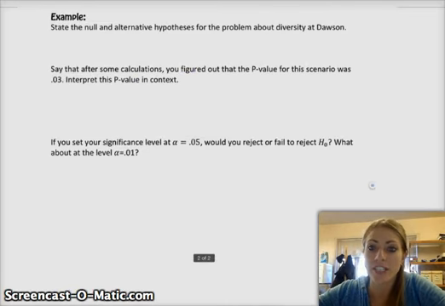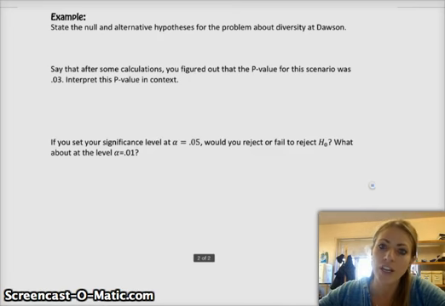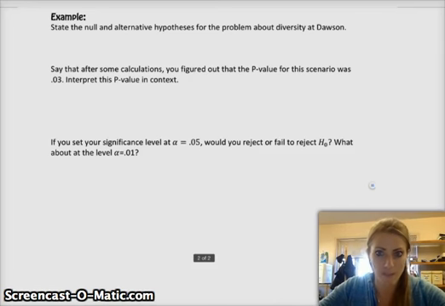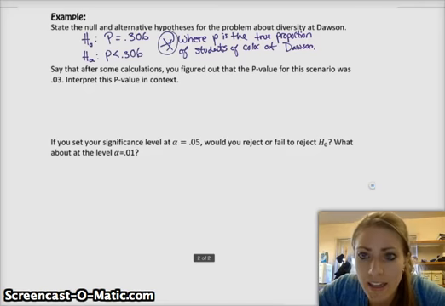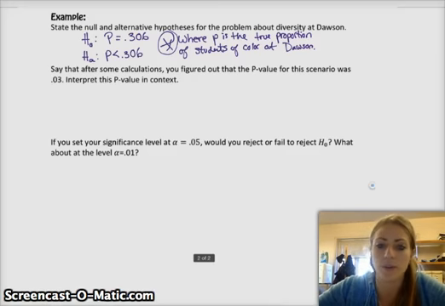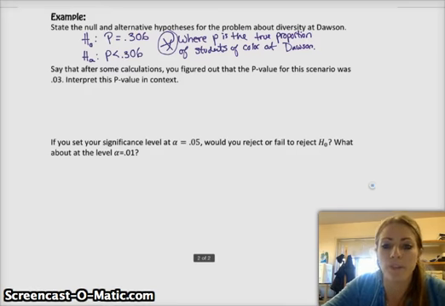Yay! Alright, so here's your example. I've already done part of it for you. It says state the null and alternative hypotheses for the problem about diversity at Dawson. So we already wrote those down, so I'm just going to carry them down. Basically, right, your null hypothesis is the claim is true, and the alternative hypothesis is the claim is not true. And we're going to test it. Little side note, just make sure to remember anytime you're using any variables, you have to define them. Otherwise, we have no idea the context, we don't know what anything means. So please make sure that you're defining your variables.